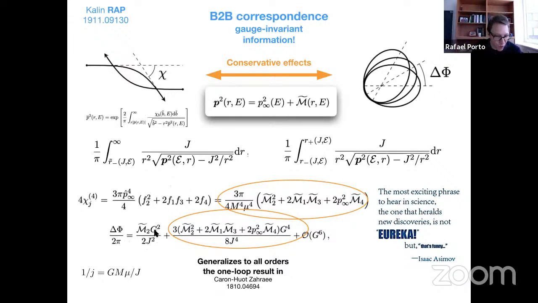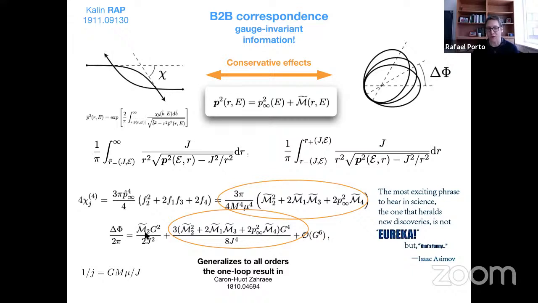And in fact, the first term here was found earlier by Simon Caron-Huot and Zahra Zahraee, who realized that there was a connection between the amplitude and the periastron advance. They also did not write it this way. They wrote it similarly to what V and company did, by removing the pole in 1/q in the transfer momentum of the amplitude.